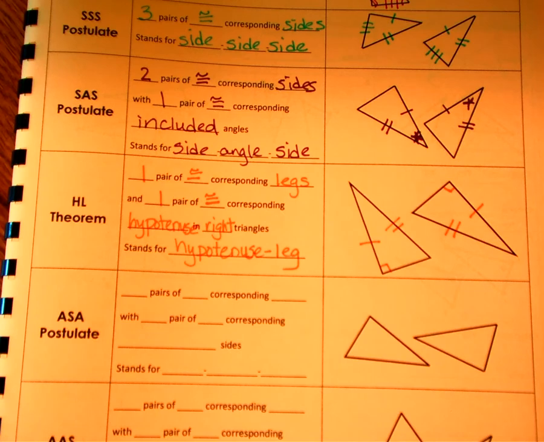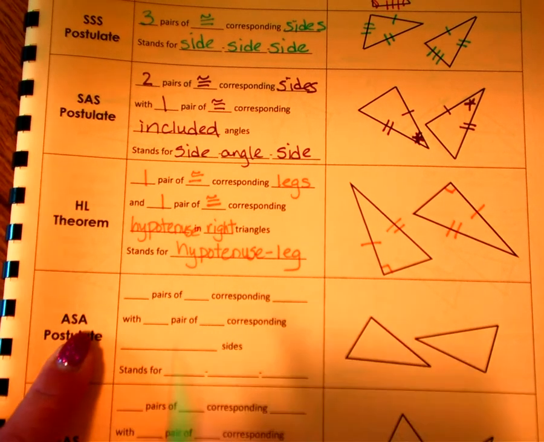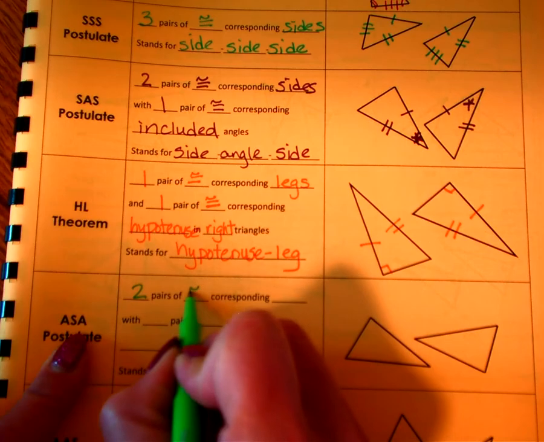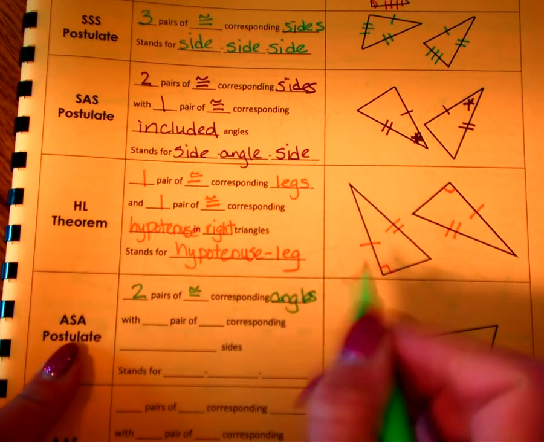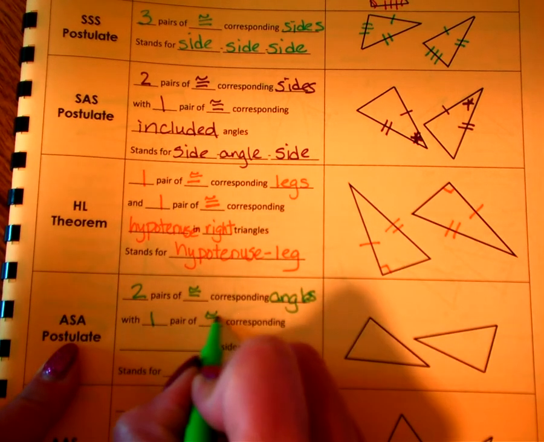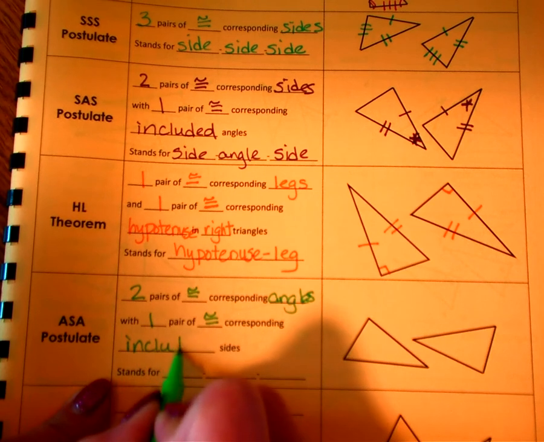Okay. What do you think ASA stands for? Angle, side, angle. So that means we have two pairs of congruent corresponding angles with one pair of congruent corresponding included sides.